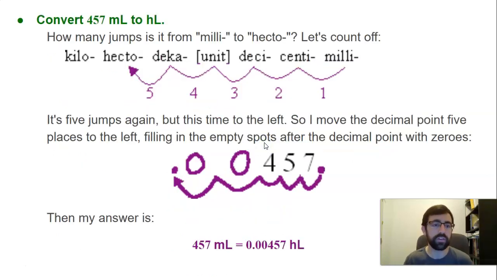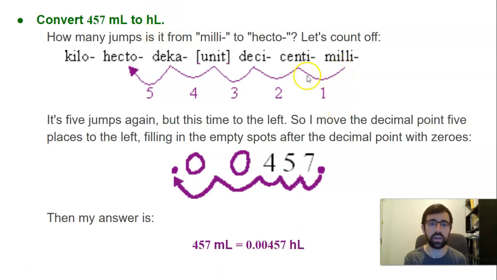Convert 457 milliliters to hectoliters. Remember your sentence again. King Henry doesn't usually drink chocolate milk. So milli is the last one. Hecto is way over here on the left. So I'm going to look at this number, and since the decimal is not shown, we assume it's at the end. We're going to move it to the left this time, because I'm going from milli to hecto. I want to know hecto. So I'm going to move it to the left.